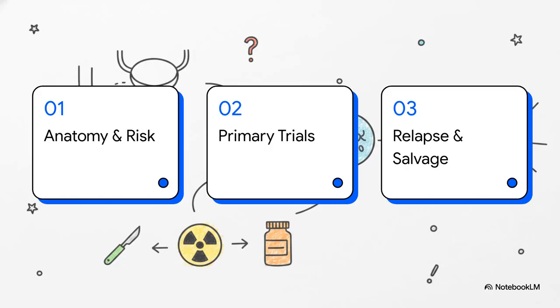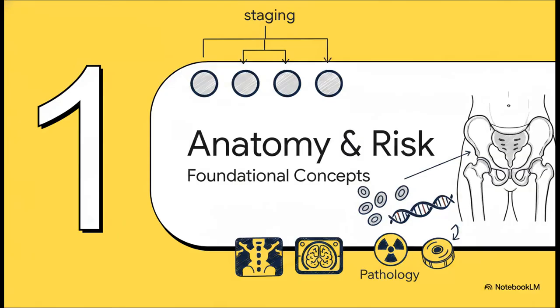Here's what we're looking at today. First up, anatomy, pathology, and risk. Then we'll dive into primary management trials. And finally, defining relapse and salvage. All right, let's jump right into part 1, anatomy, pathology, and risk.